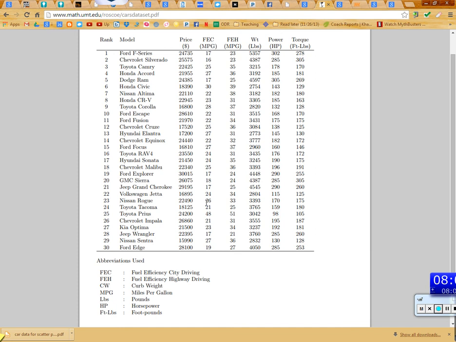What is correlation? If I pick any two of these, will they be correlated? Will they have something to do with each other? Or will they seem kind of random, all over the place? Here's something that's correlated.